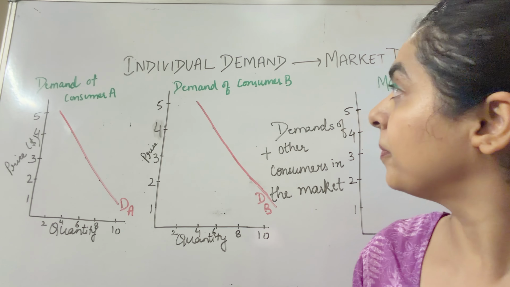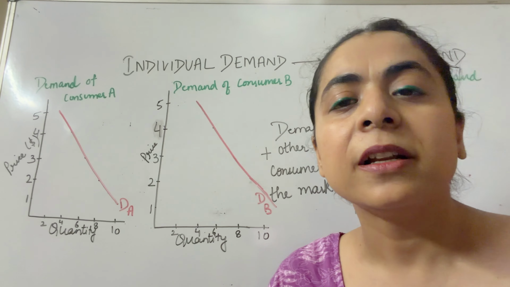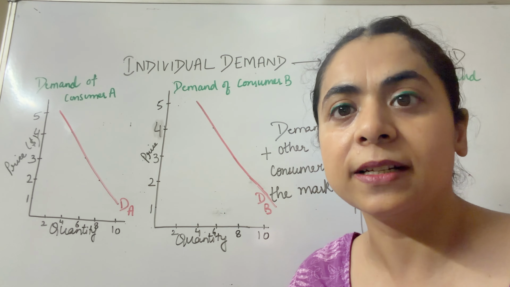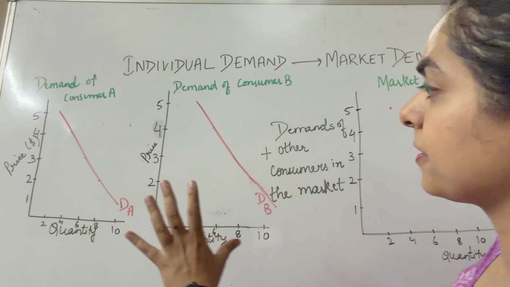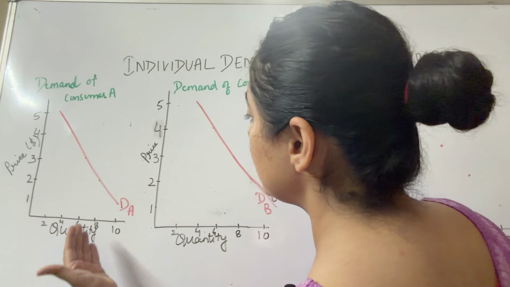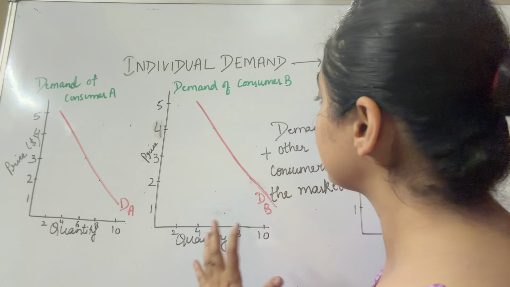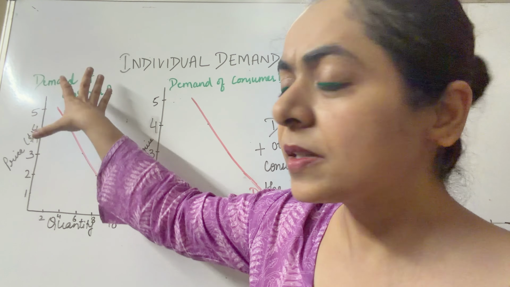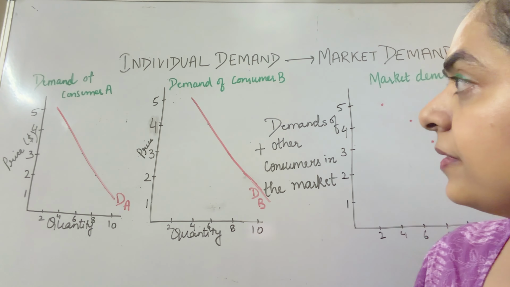Now let's move from individual demand to market demand. Now the market constitutes thousands of consumers and not a single consumer. Here we have first taken into consideration two individual demand curves, and then from here we will move to our market demand. This is the demand curve for consumer A.